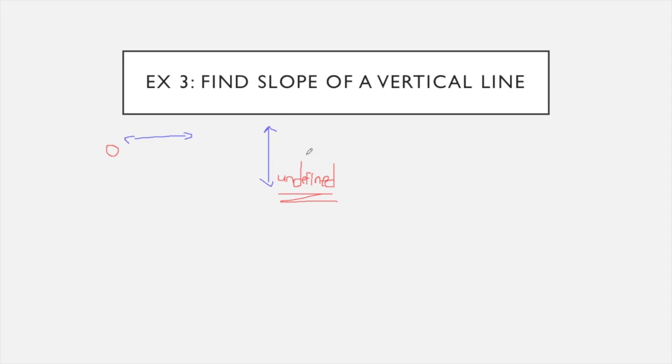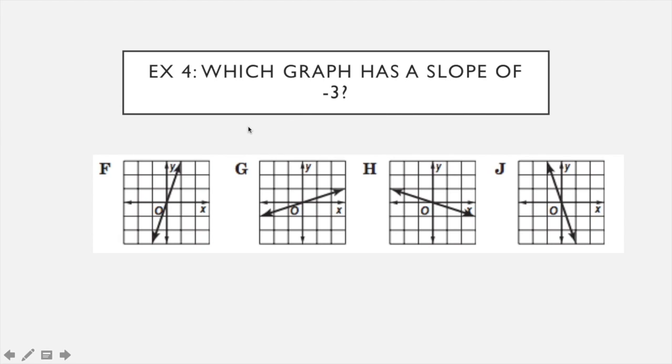So that is our solution. Any vertical line, anyone and everyone, will have an undefined slope. So 3 is just remembering that rule. Vertical lines are undefined. Now, if you see one such as that asking about vertical lines at any point on your test, you will now know those mean undefined.